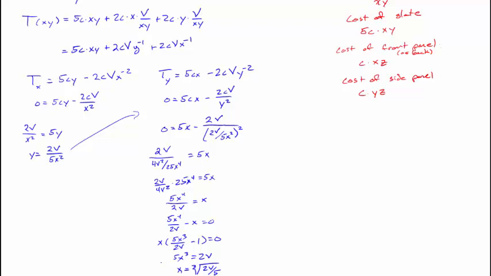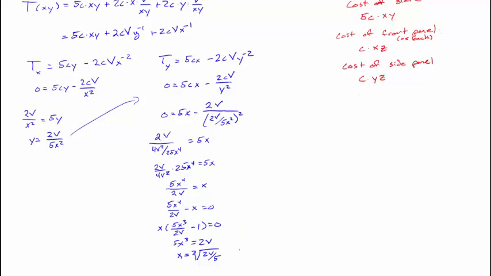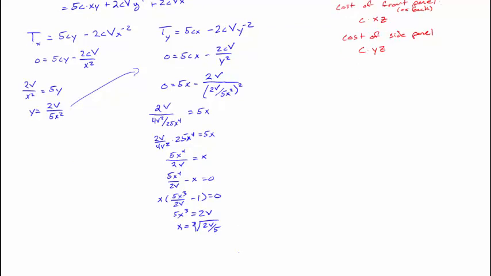And then I'm going to plug that back in for my y. So I'm going to plug this in now over here to get y equals 2v over 5 times the cube root of 2v over 5 quantity squared. This is going to be fun. So we have 2v over 5 times the cube root of 25 over 4v squared.